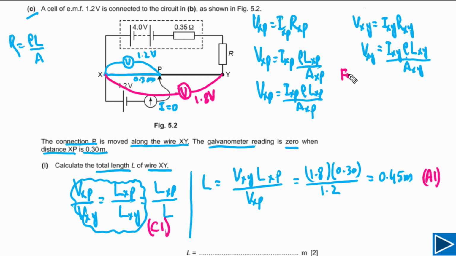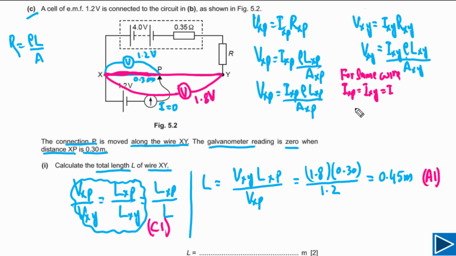For the same wire, because in this question we are talking about this wire, and this is the same wire. For this same wire, we need to understand what is the same for XP and for XY. The first thing we can say is that IXP is equal to IXY, or simply we can say this is equal to I.